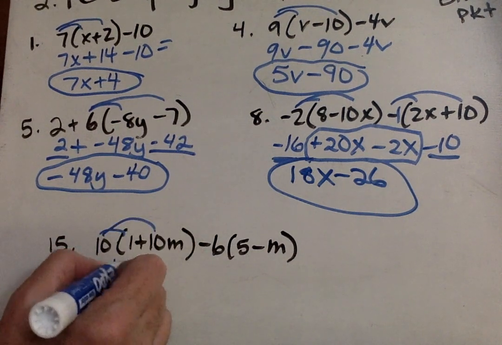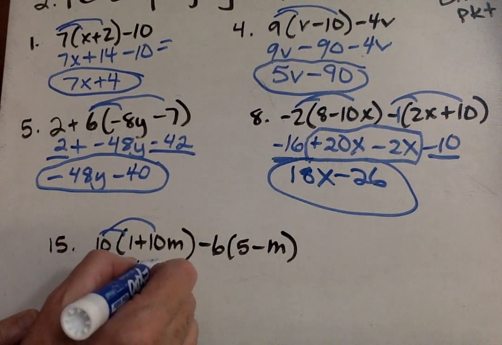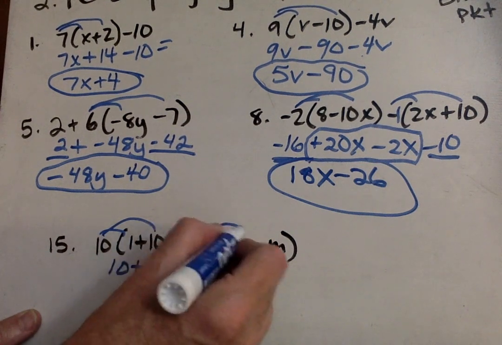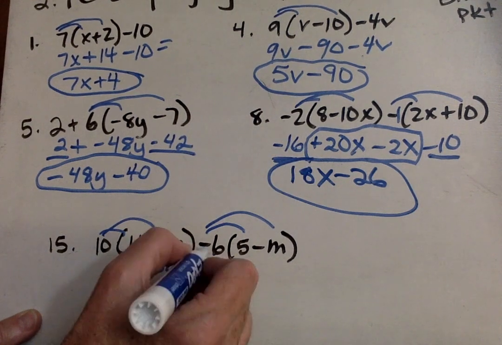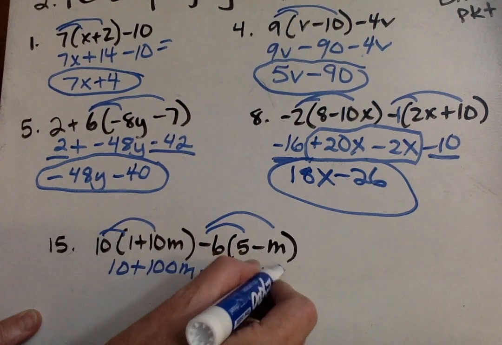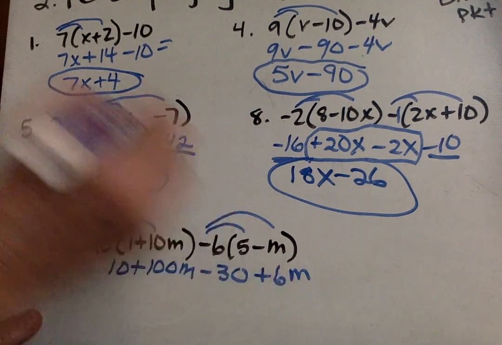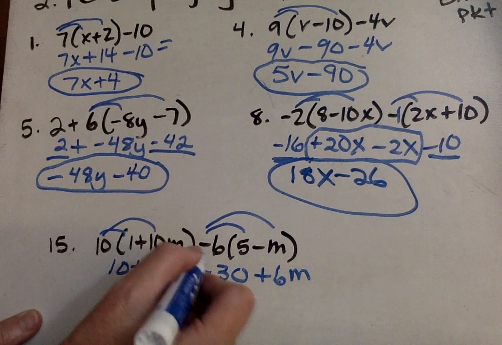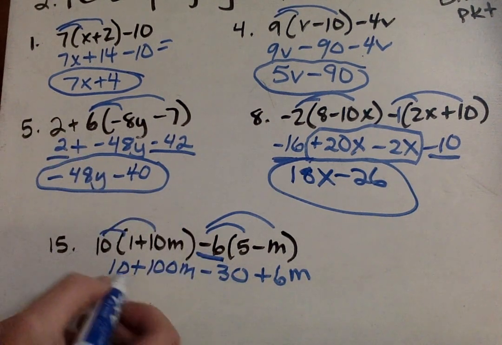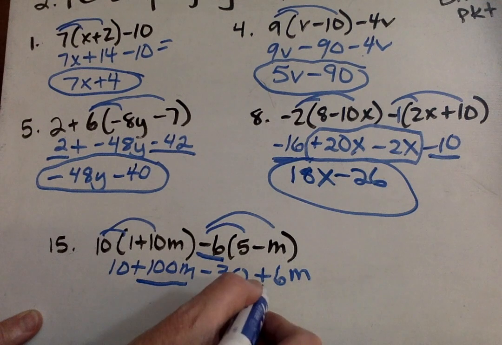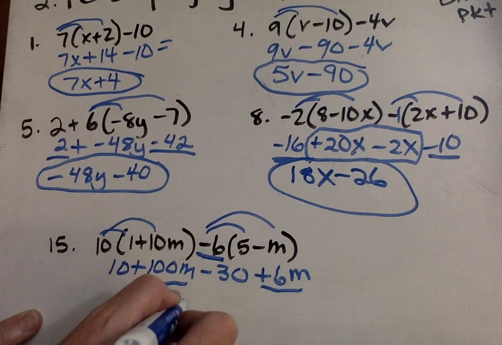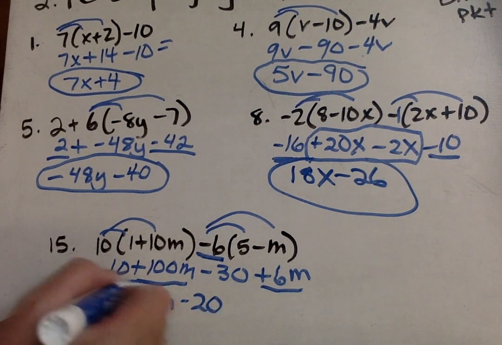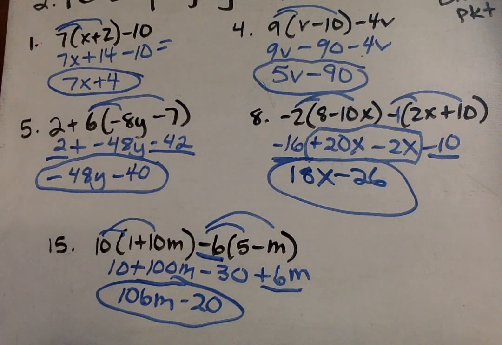10 times 1 is 10, plus 10 times 10m is 100m. And this, make sure you know this is a negative 6 times 5, negative 30, negative 6 times negative m is plus 6m. This is where a lot of students make mistakes. Always make sure you carry the sign in front with it. Now we're going to combine our m's. 100m and 6m is 106m. 10 minus 30 is minus 20. And there you have it. Okay. All right, you can get the rest of it on this page.